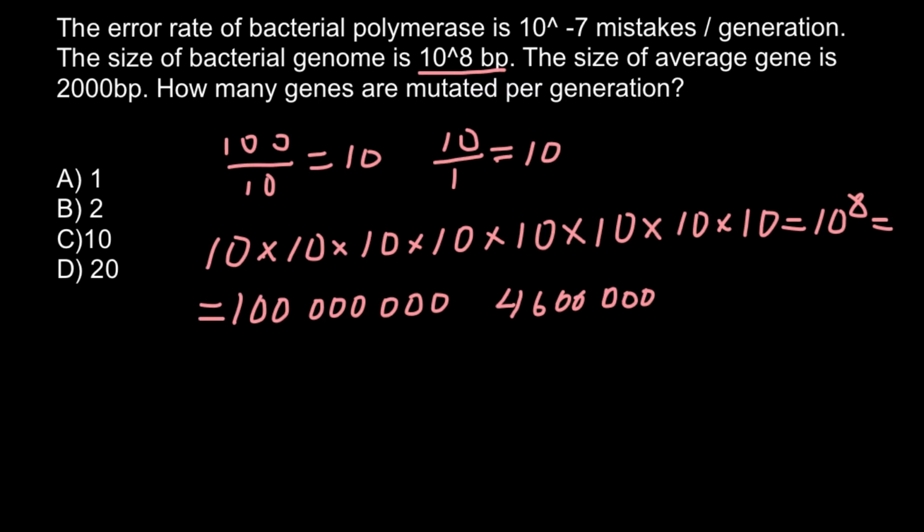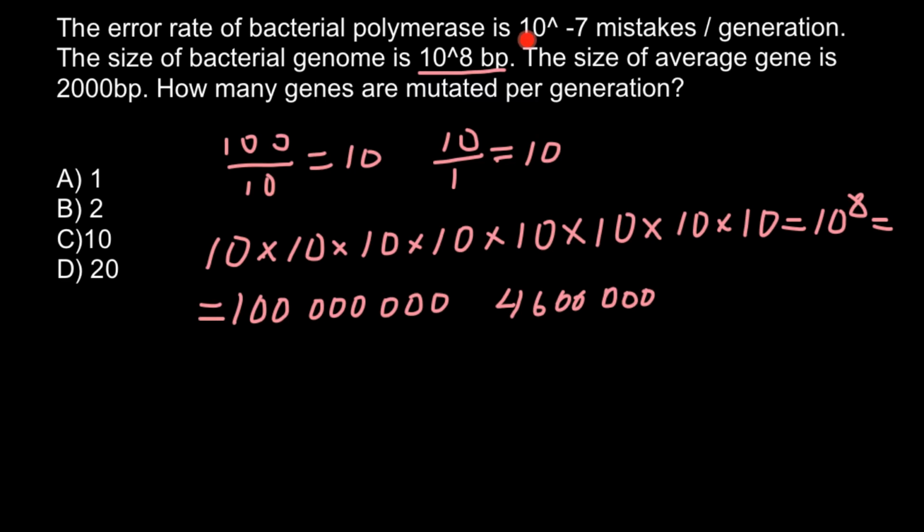Today I checked the literature, and I found that the biggest known bacterial genome is 13 million base pairs. So as you see, it is almost 3 times bigger than the E. coli genome size, but almost 10 times smaller than this number. So this number is not realistic.